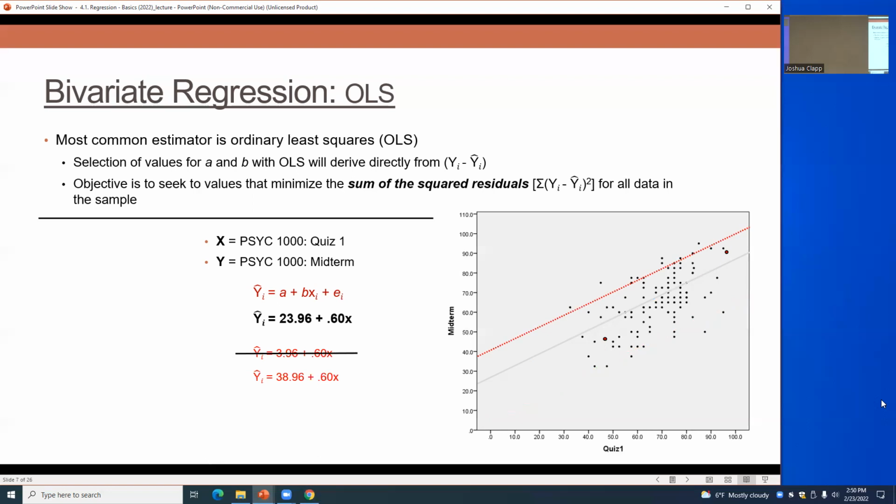Same thing if I'm like, oh, I'm just going to pick it up just a little bit. My deviations are now farther, right? I've made the model worse by fooling with it. So we're back here. I'm not going to screw around with the intercept. What if I say quiz one is a better predictor of my midterm outcomes? So I don't think the slope is 0.6. I think it's 0.7. Okay?